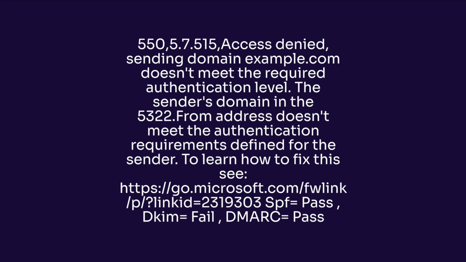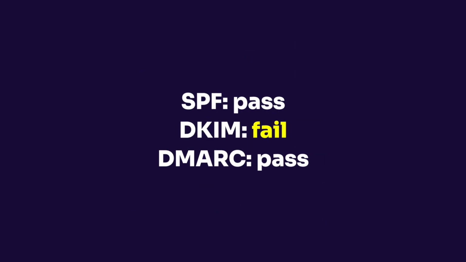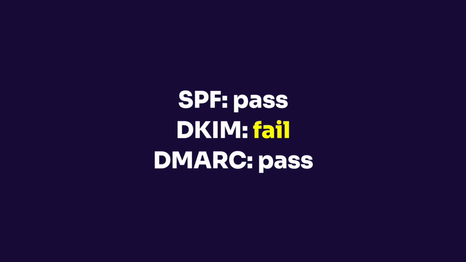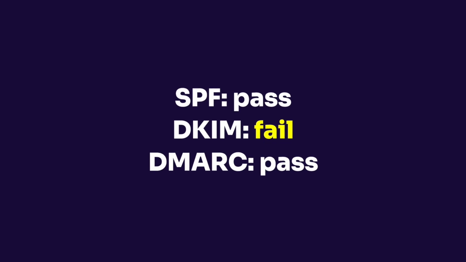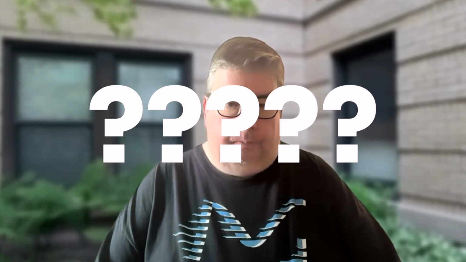So let's say you're seeing this error. Access denied, sending domain example.com doesn't meet the required authentication level. The sender's domain in the 5322.from address doesn't meet the authentication requirements defined for the sender. Specifically, SPF is passing, DMARC is passing, but it says that DKIM is failing. You know, or at least you think you've got DKIM configured properly. So what could be happening here?